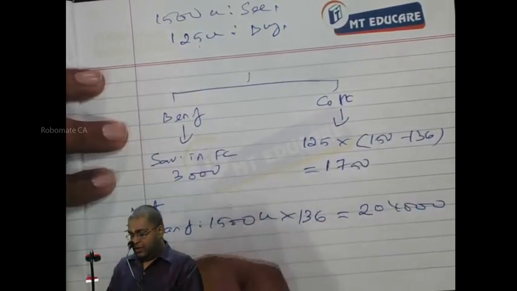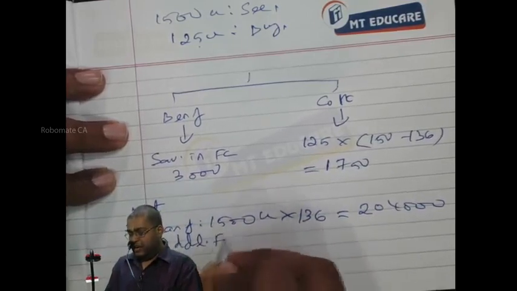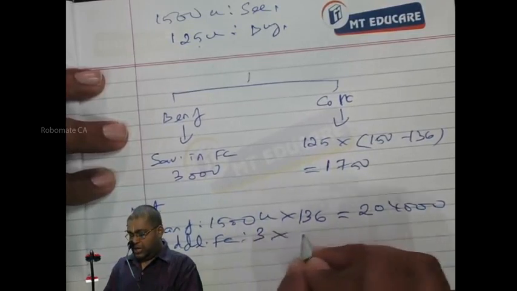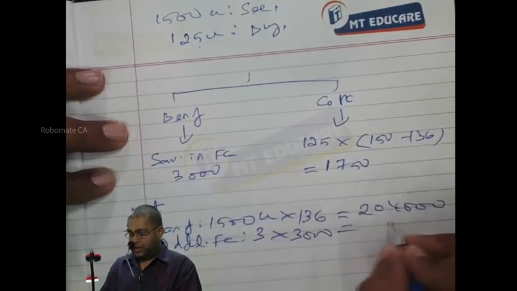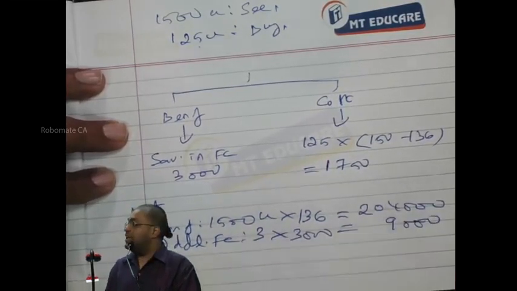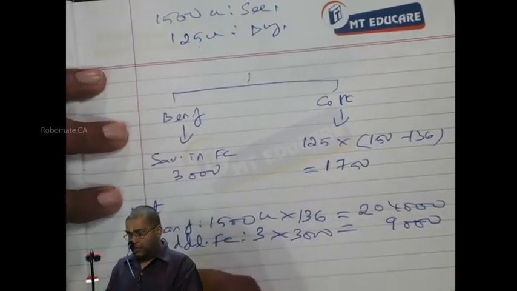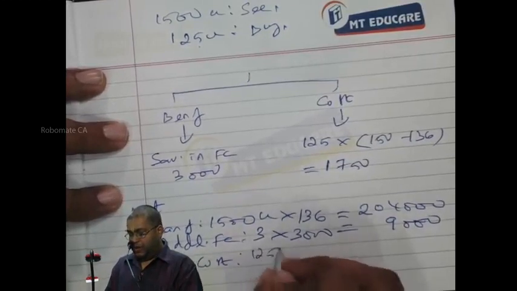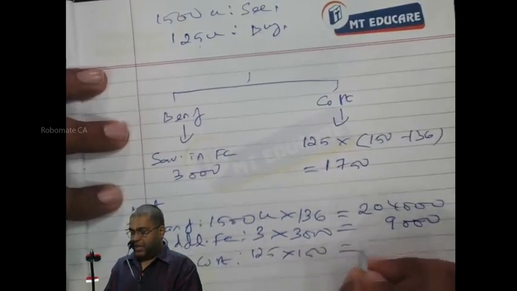No. For this, I have to incur one fixed cost. Additional fixed cost. I incur how many hours here? 3,000 hours. And how much rupees here? 3,000. What the fixed cost? 9,000. Yes or no? No. I also incur what? Buying cost. How many you want to buy here? 125 units. And how much rupees? 150. What the buying cost?